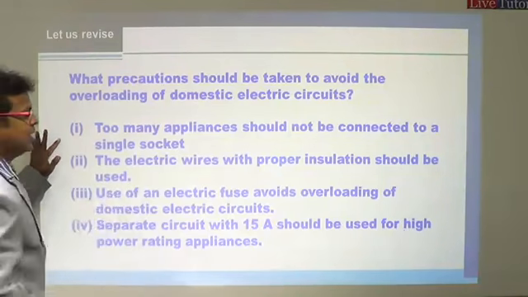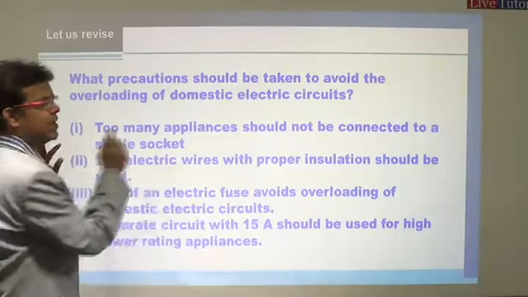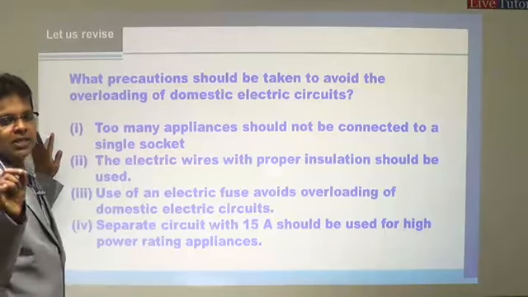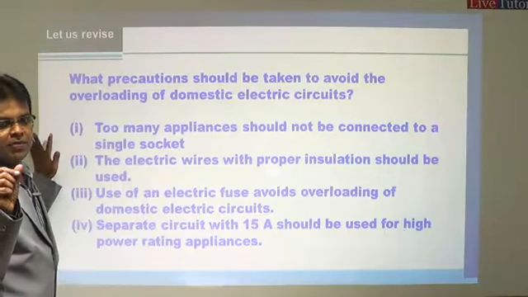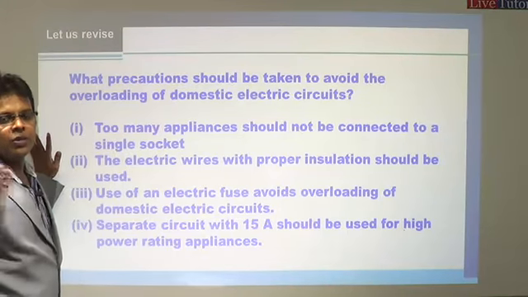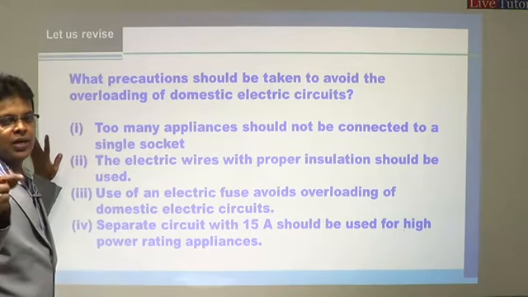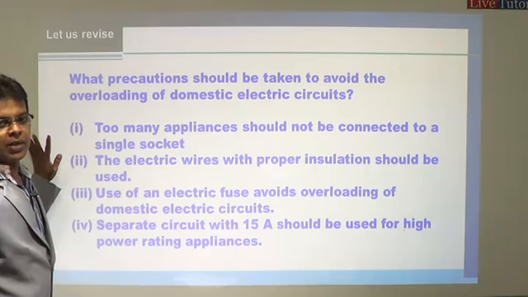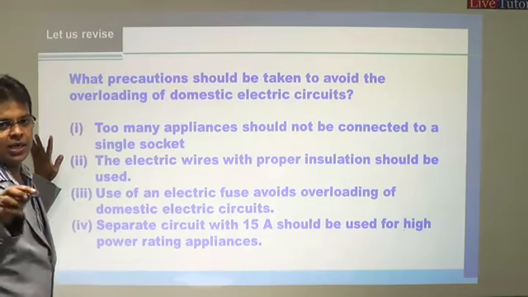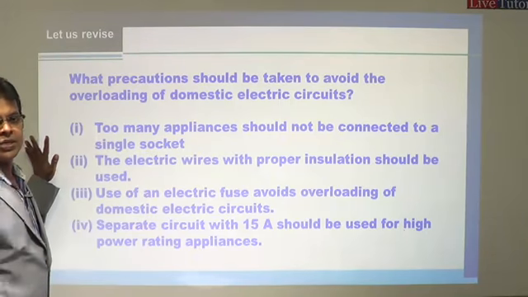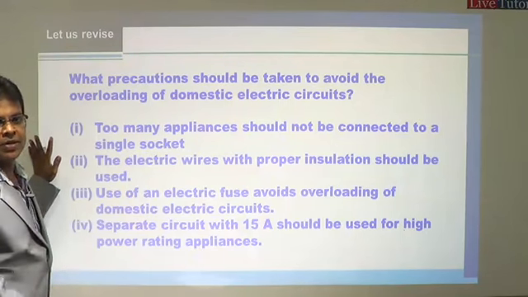And the next one is, electric wires with proper insulation should be used. You know that if it is not provided with the ISI mark, the insulation may not be uniform throughout the wire. In some places the insulation may be very thin, in some places it may be thick, and due to the heat produced by the current in the circuit wire, the wire will get damaged. So electric wires with proper insulation should be used. That is the second point you have to remember.